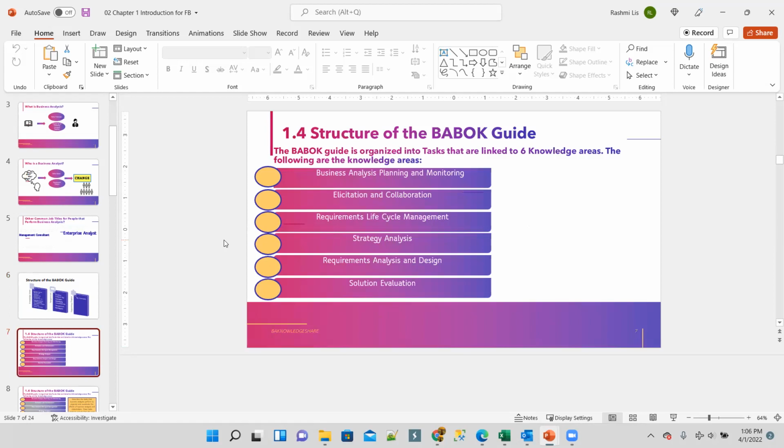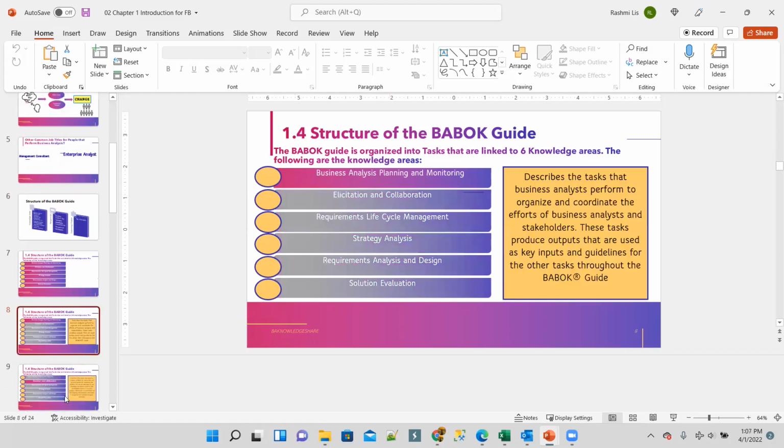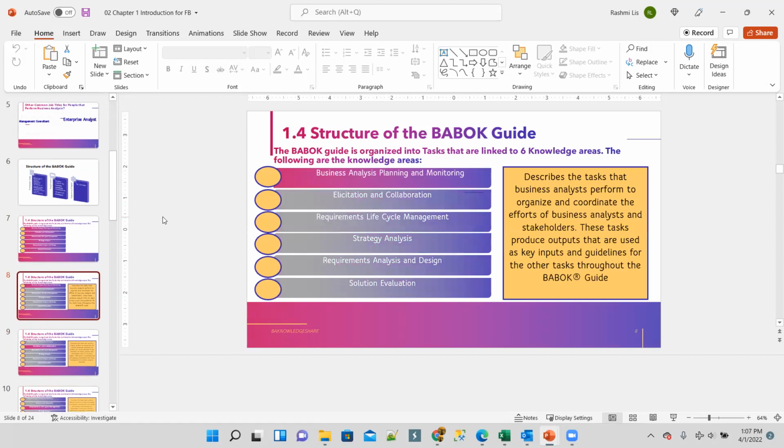Now, the structure of the BABOK guide. You have the knowledge areas that we spoke about: business analysis planning and monitoring, elicitation and collaboration, requirements lifecycle management, strategy analysis, requirements analysis and design, and solution evaluation. The first piece is business analysis planning and monitoring. What is it? It describes the tasks that business analysts perform to organize and coordinate the efforts of business analysts and stakeholders. These tasks produce outputs that are used as key inputs and guidelines for the other tasks throughout the BABOK guide.